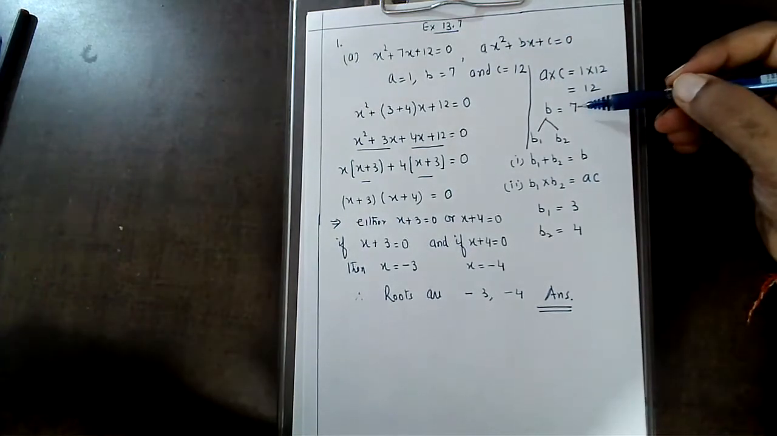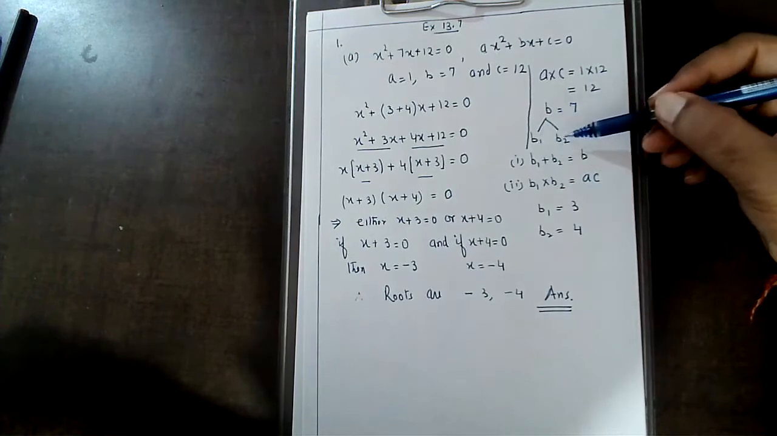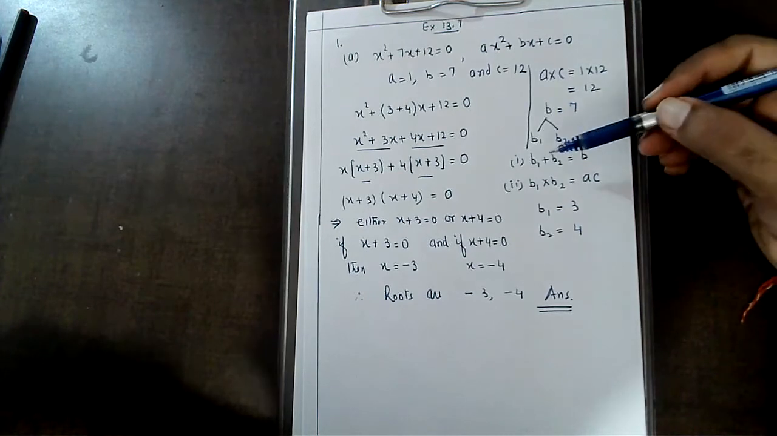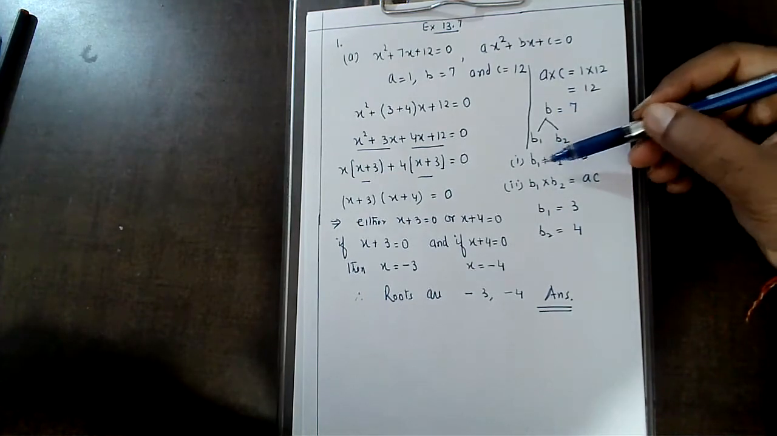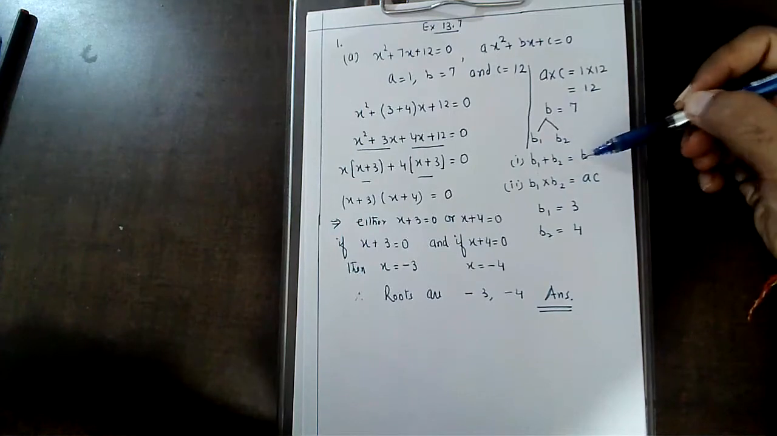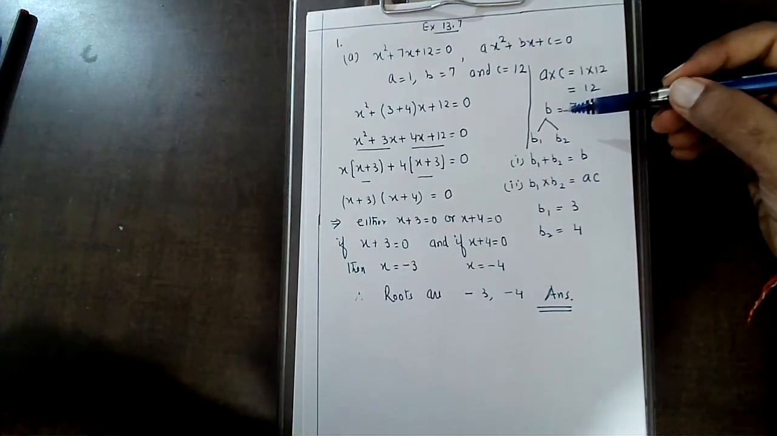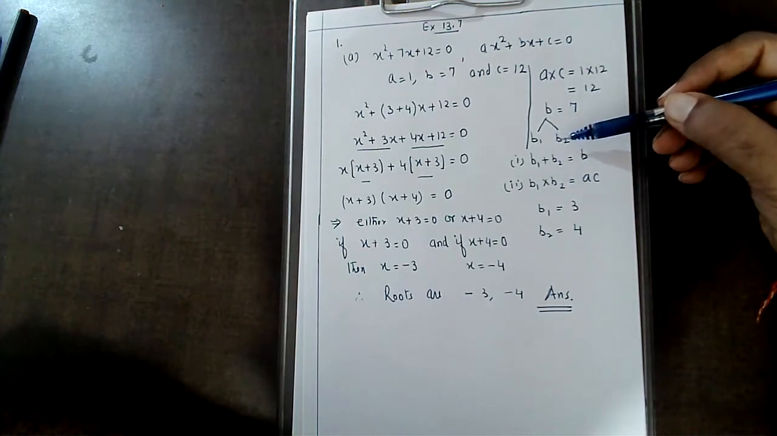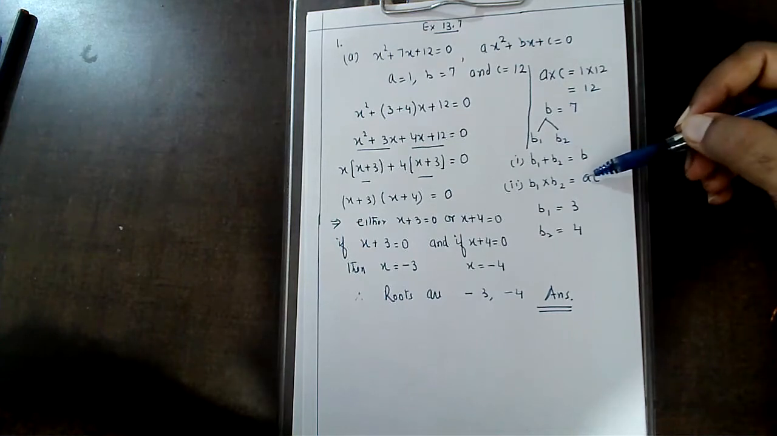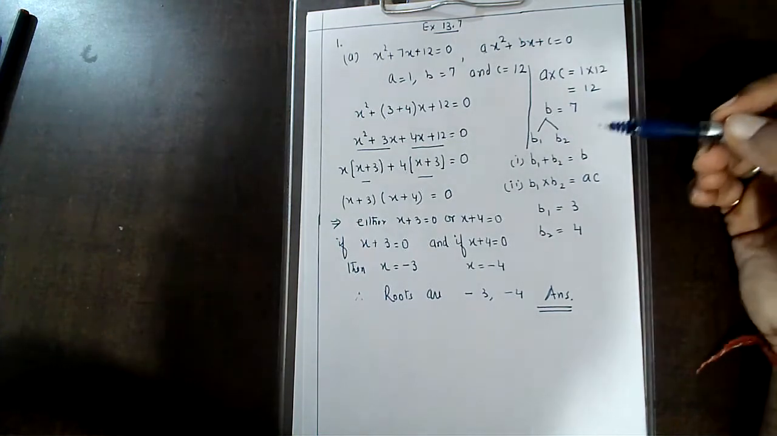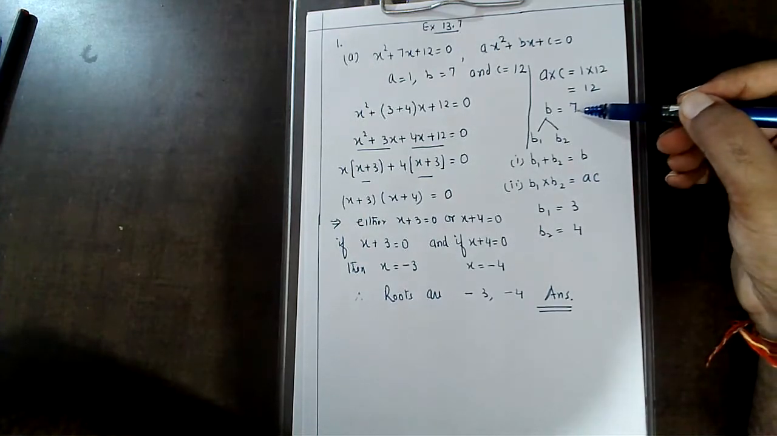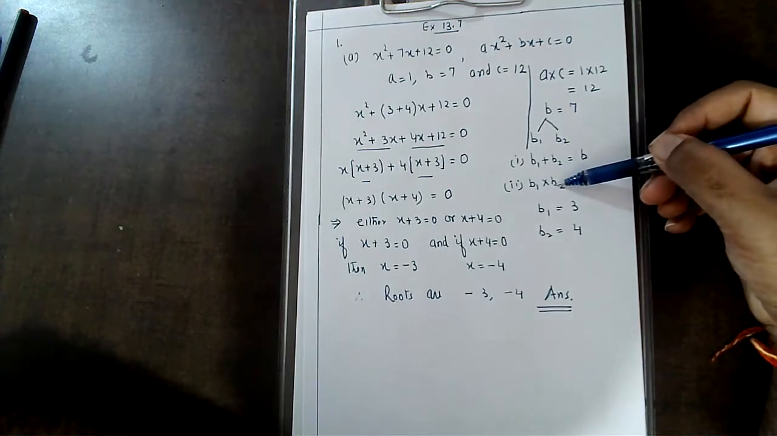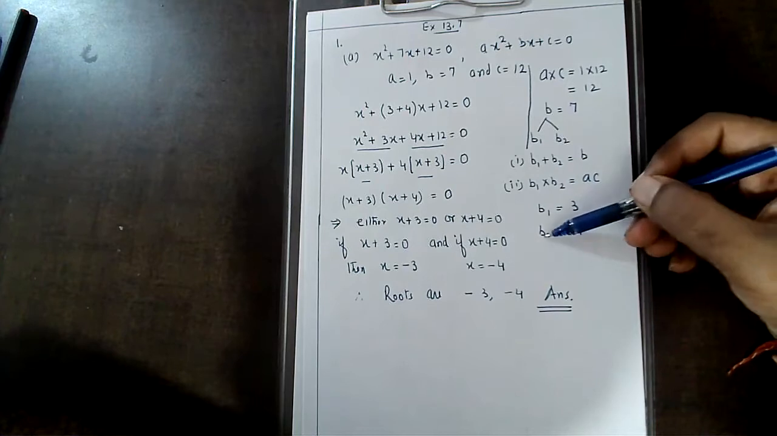Now we will split B into two parts, B1 and B2, such that the sum of B1 and B2, that is B1 plus B2, should be equal to B. And the product of B1 and B2, the two parts that you will find, should be equal to AC. So when we think, we have to split 7 such that these two conditions are satisfied. We find that B1 is equal to 3 and B2 is equal to 4.